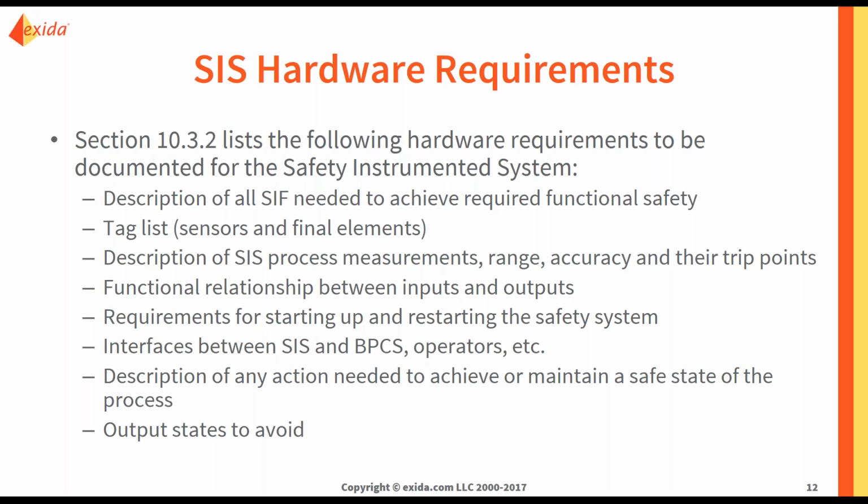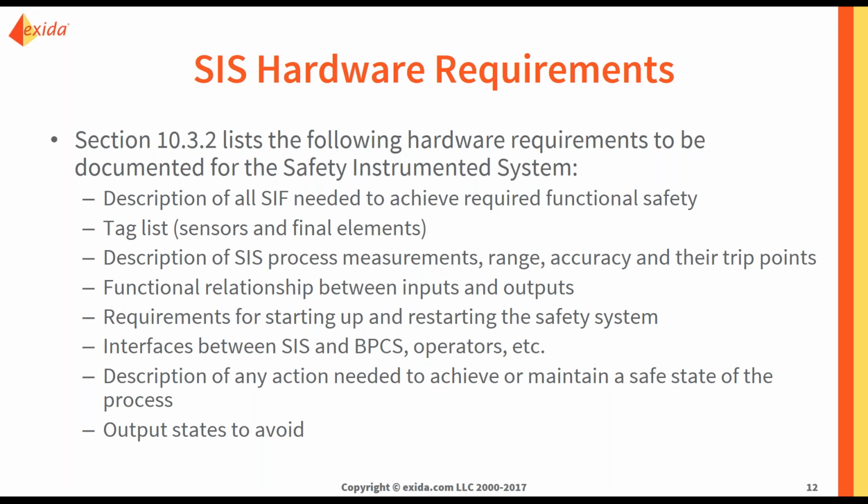So first we have the hardware requirements for the entire safety instrumented system. These requirements are found in section 10.3.2. They include a description of all the SIFs needed to achieve required functional safety. They include a tag list, a description of SIS process measurements, range, accuracy, and trip points, and the functional relationship between inputs and outputs. So this would be a written description of what your sensor is sensing and how your final element would react to that.